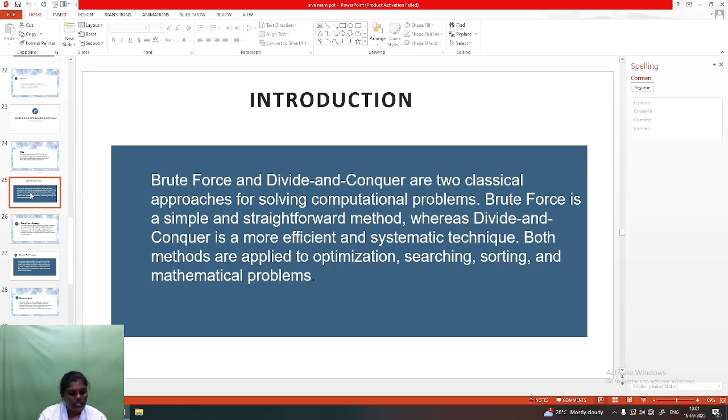Brute force for algorithm design. Brute force is a straightforward method for solving a problem by checking all possible solutions exhaustively. Name two advantages of the brute force algorithm.